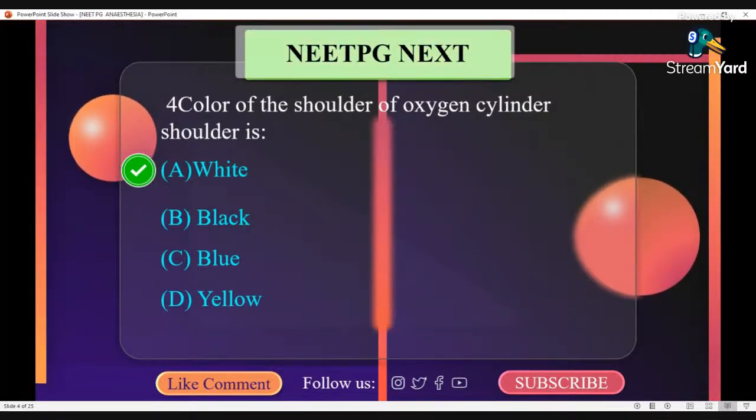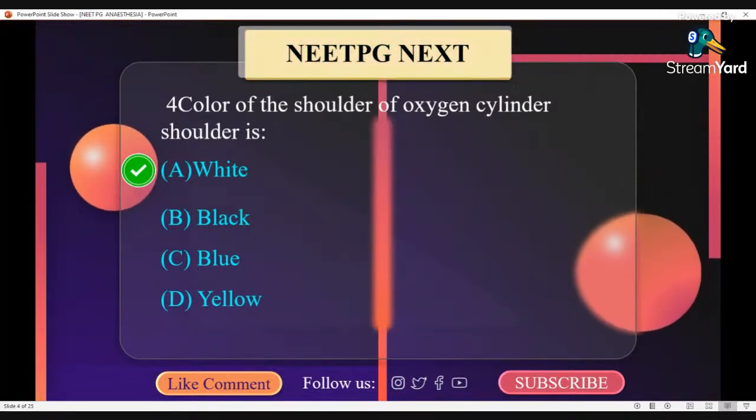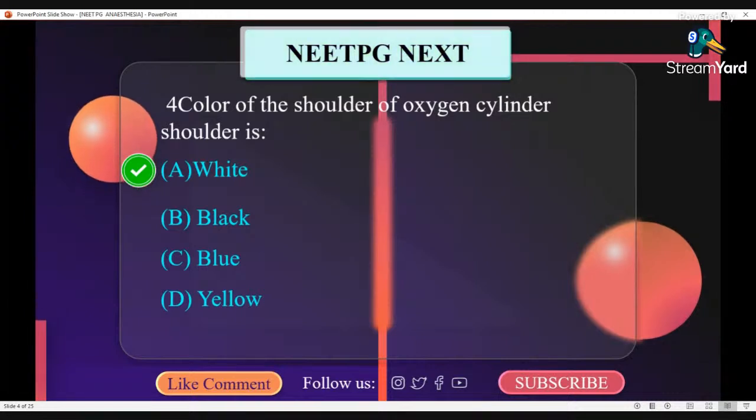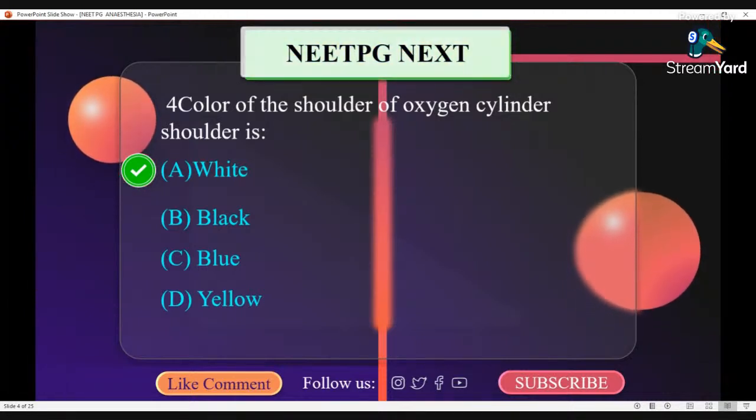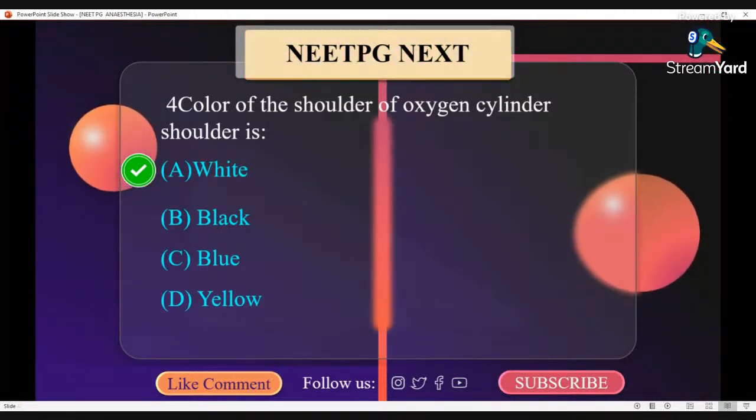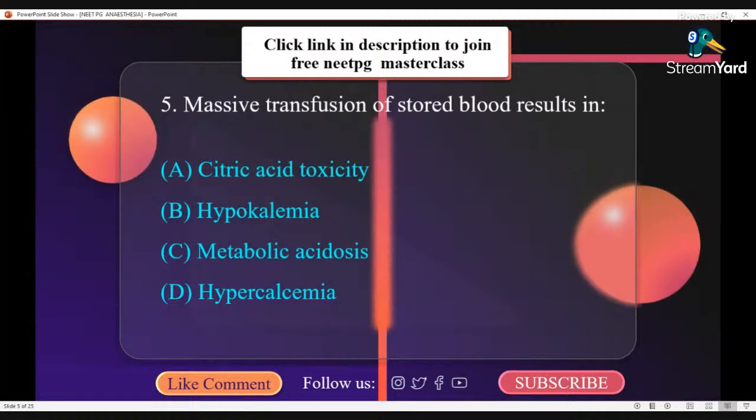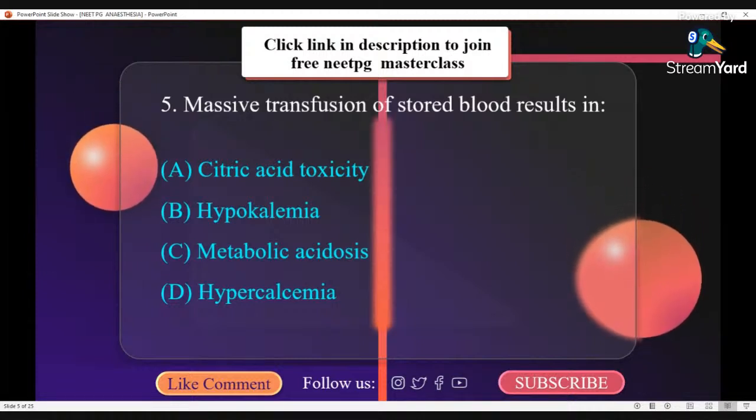Shoulder is white. Body is black. Shoulder is white. So the correct option here is A. White.